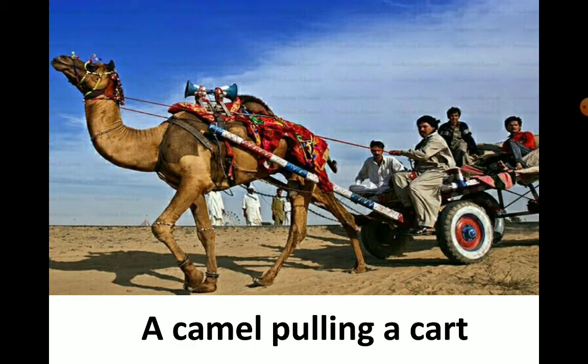See, can you see in this picture? A camel pulling a cart. See, the people are sitting, and even along with the people there are some goods, isn't it? So in this desert area they use camel, and they use it as a bullock cart type. Okay, so you can see here a camel is pulling a cart.